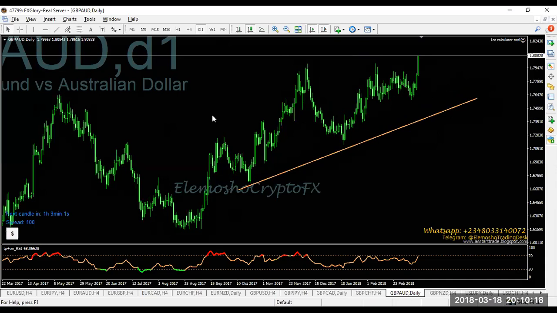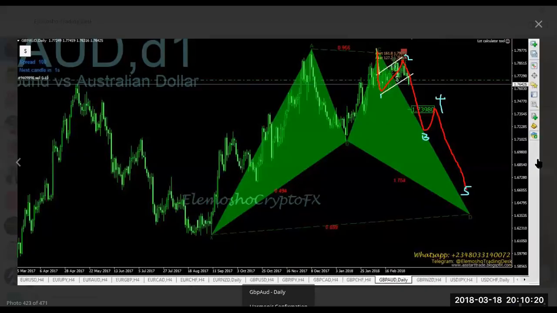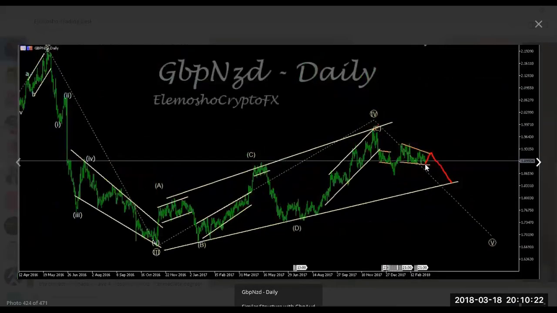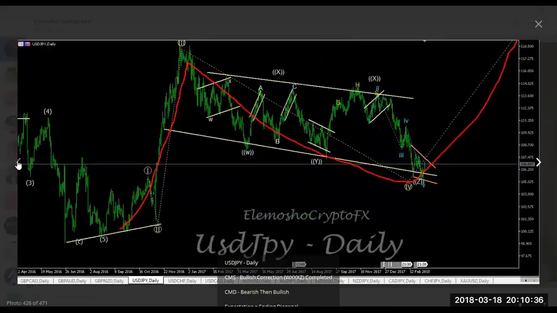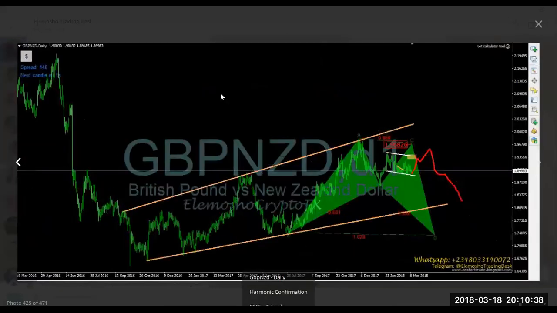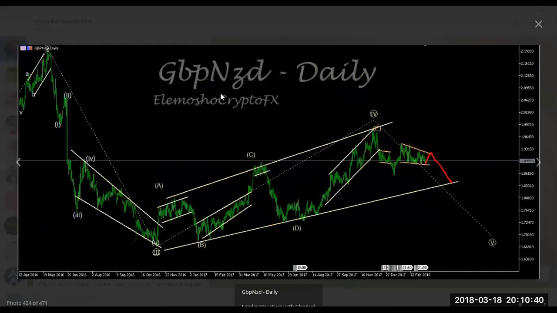Then the next one in line would be the pound New Zealand. For the GBP NZD, we are expecting the price to go to the upside first before we have any bearish move to the downside. This is the daily, and I think I gave the same setup on the 4 hours time frame that it is going to go up to the upside.